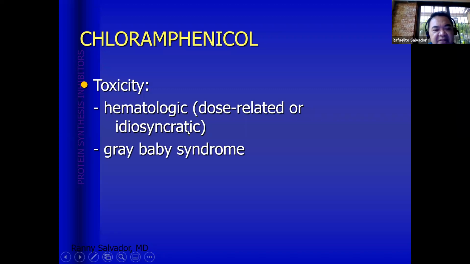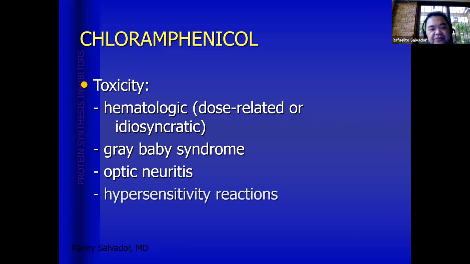Then again, gray baby syndrome. Remember these words: aplastic anemia, and gray baby syndrome in infants and pregnant women, so it is not given to them. Then optic neuritis. As in all medications, hypersensitivity reaction, but not really as prominent as in your beta-lactam antibiotics. But the common ones here are gray baby syndrome, hematologic, especially aplastic anemia, and optic neuritis.